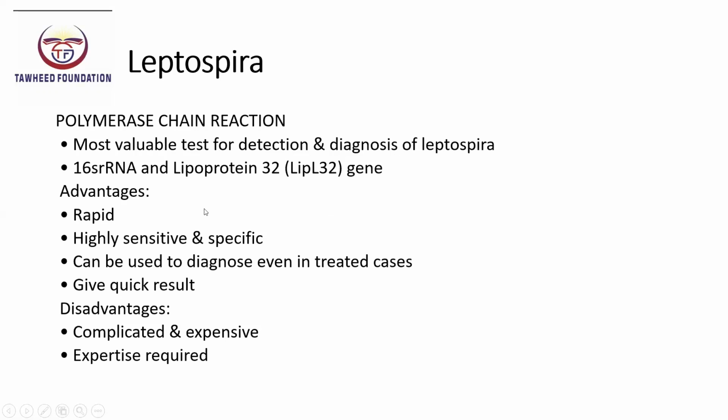This is the PCR reaction, as I mentioned earlier. It is the most valuable test for detection and diagnosis of leptospira, targeting 16S rRNA and lipoprotein 32, which is called the LipL32 gene. Advantages: it is rapid, highly sensitive, and specific. It can be used to diagnose even in treated cases. It will give a very quick result. Disadvantages: it is complicated and costly. It is expensive, and expertise is needed to do this test.